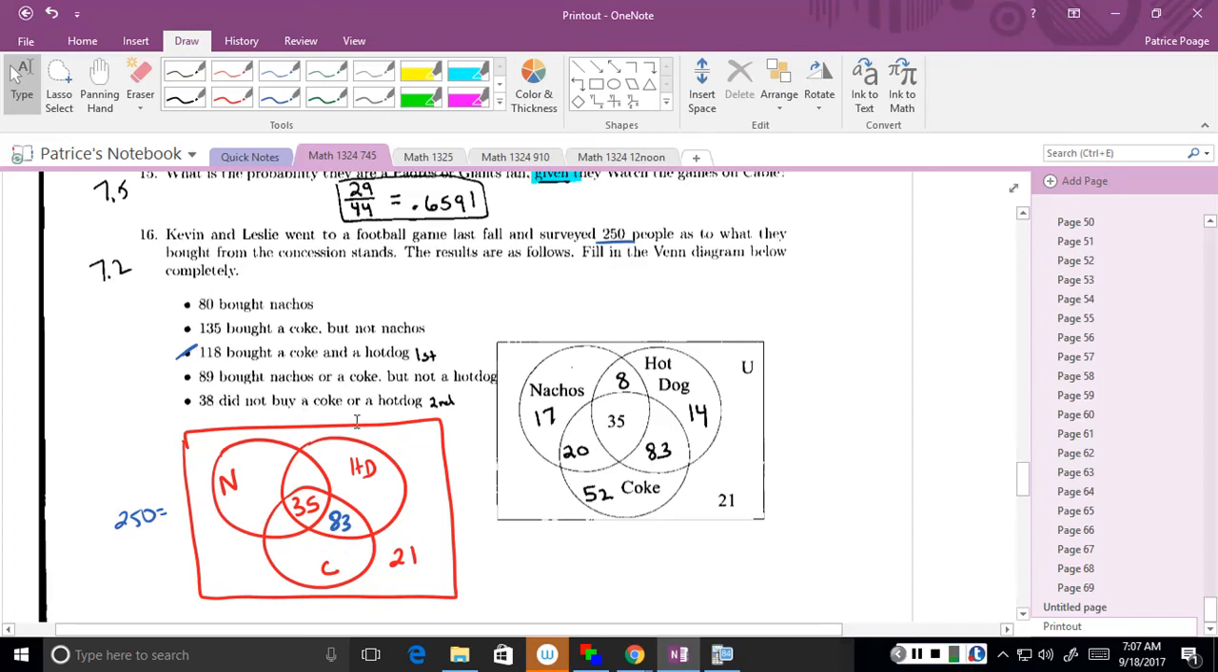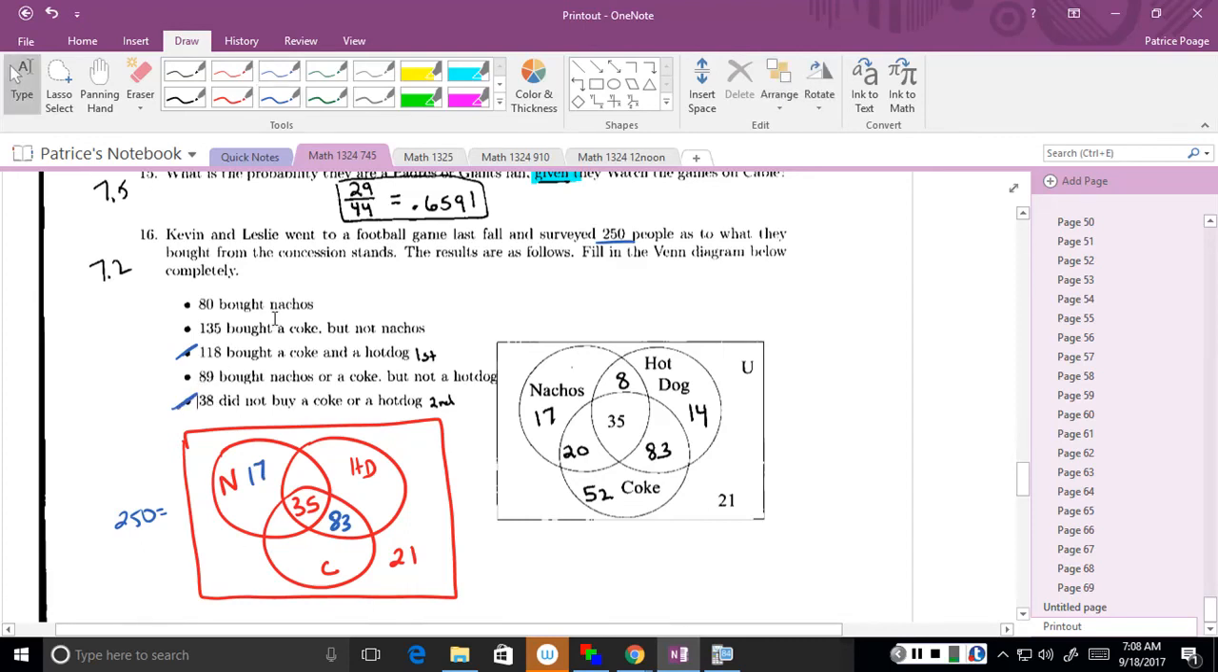38 did not buy a Coke. So completely take your thumb, cover up the Coke circle. This is or a hot dog, so cover up the Coke plus the hot dog circle. Completely cover them up. All you have left is the 21 on the outside and the nachos only. And that needs to add up to 38. So 38 minus the 21 gives us 17.